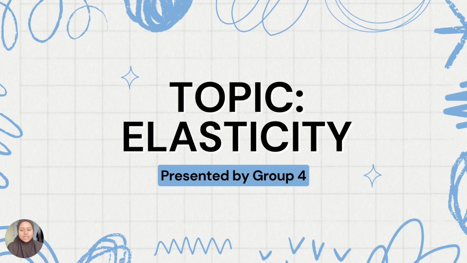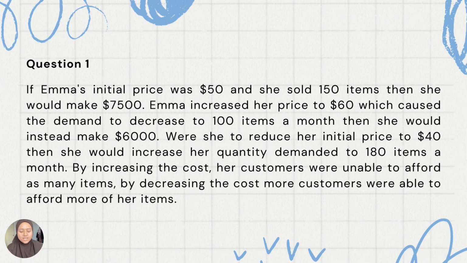For question 1, if Emma's initial price was $50 and she sold 150 items, then she would make $7,500. Emma increased her price to $60, which caused the demand to decrease to 100 items a month. Then she would instead make $6,000.